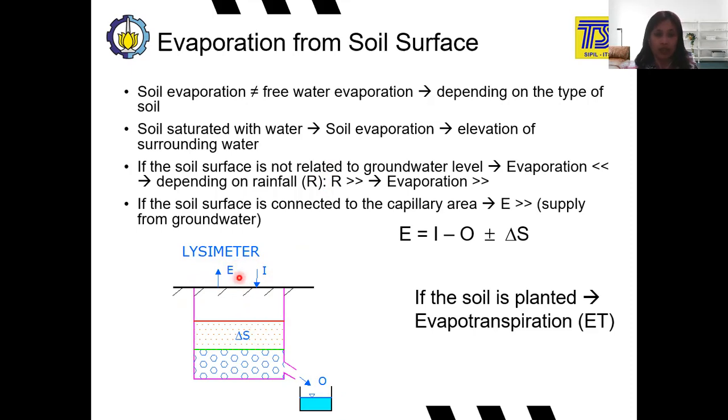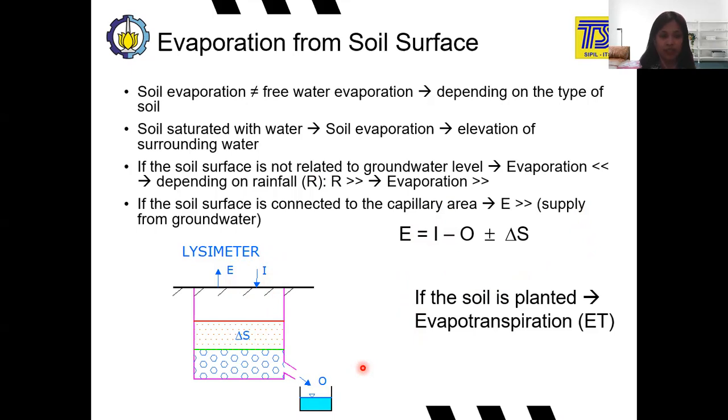This lysimeter can calculate the evaporation from the soil surface based on the inflow. The inflow is usually from the rain or from the water contained in the soil. And there is this outflow, because as you know, the groundwater is flowing inside the ground with the destination to the lakes or to the sea.